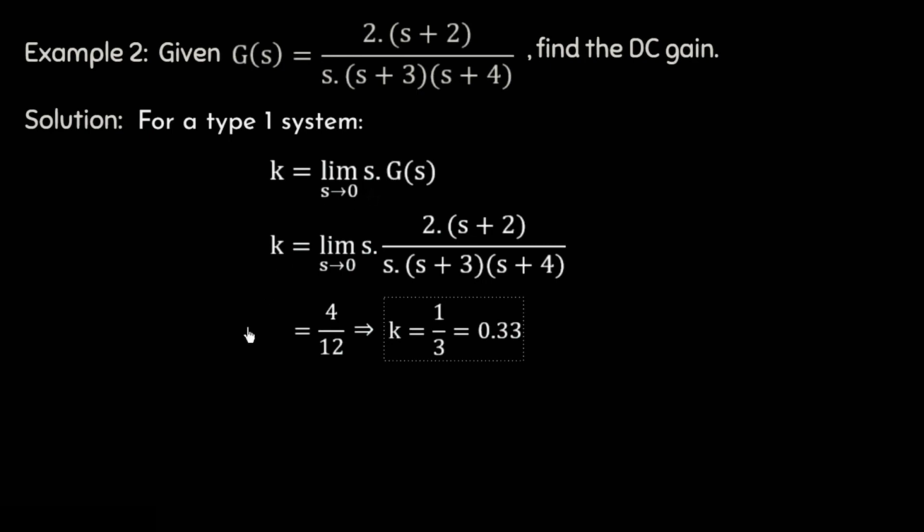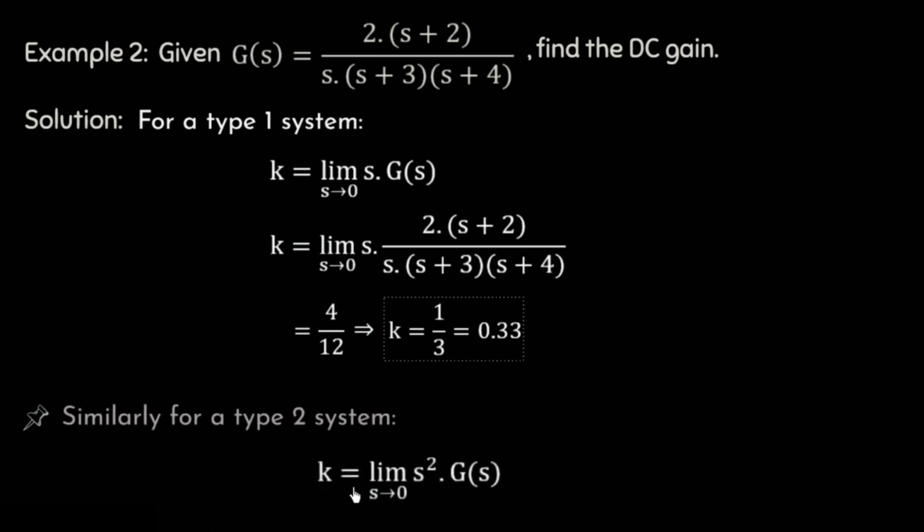Similarly, for a type 2 system, we can have the DC gain k equal to limit s tending to 0 of s square multiplied with G(s). So in a type 2 system, we will have two poles at the origin, and this s square in the numerator will cancel the effect of those two poles, and then we can apply the limit s tending to 0 to find out the DC gain.